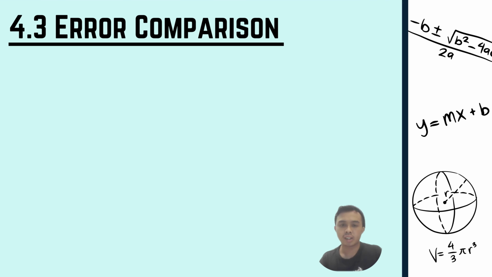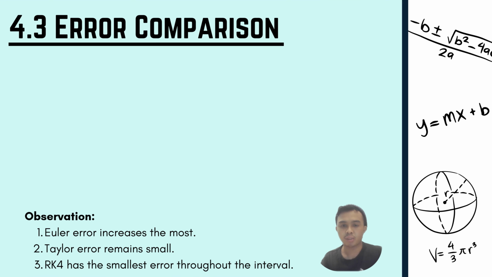So the error comparison is to compare the error for Euler, Taylor and RK4 method. The error is calculated by taking the absolute difference between the exact value and the numerical value. From the table, Euler error increases the most as x increases. For example, the error becomes larger at each step, showing that Euler accumulates error more quickly.